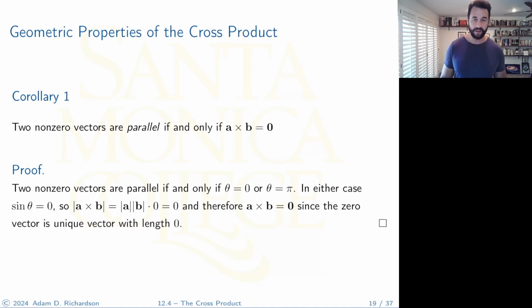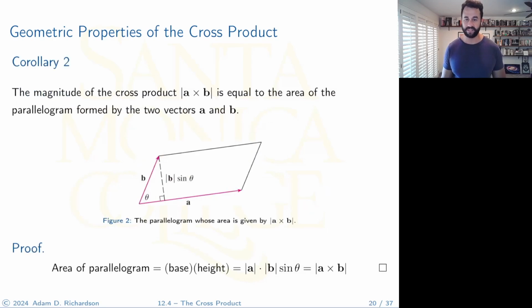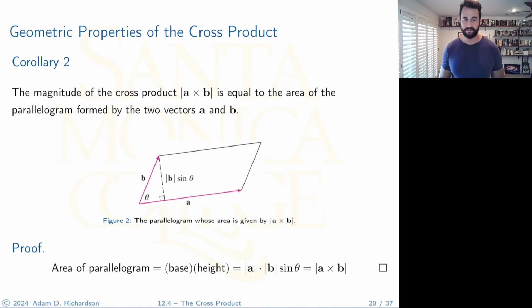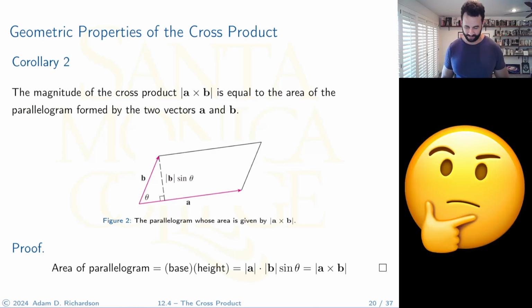Right, now, another helpful corollary we get is this one. The magnitude of that cross product, length of A, length of B, sine theta, turns out that's actually equal to the area of the parallelogram formed by the two vectors A and B. So this is one of those times where I just want you to pause for a minute and let this marinate in your brain for a second here. The magnitude of this vector happens to be equal to the area of the parallelogram formed by those vectors.